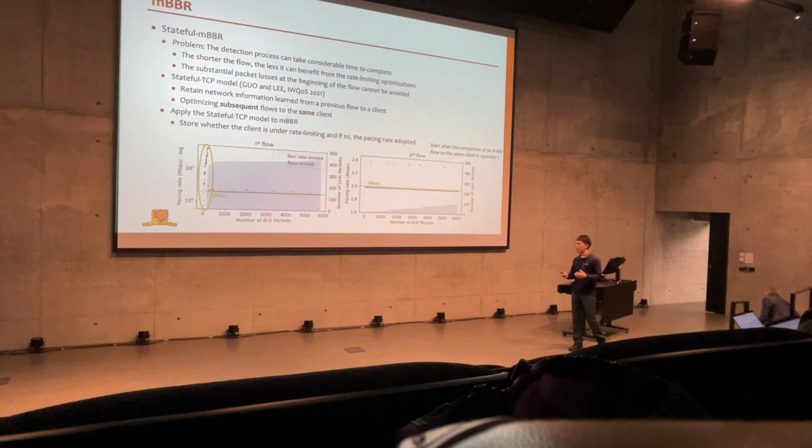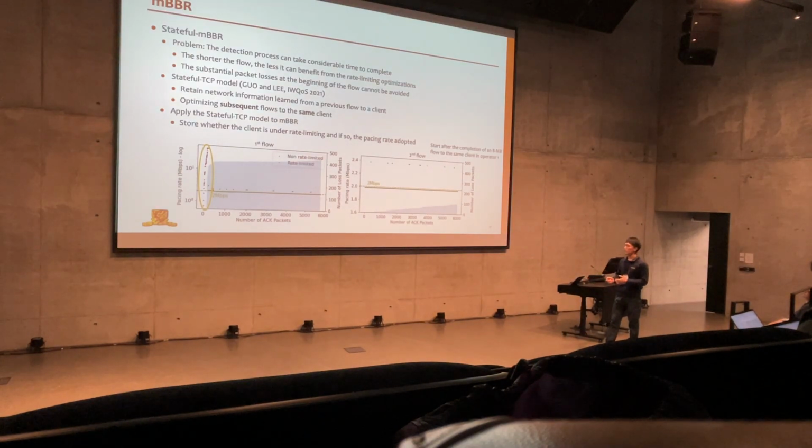So it will avoid the initial overshoot problem. Let's see: this is the first flow, and this is the second flow. We can find that at the beginning of the second flow, it directly enters into the rate limiting operations. It starts the pacing rate according to the previous flow, so it doesn't have the initial overshoot problem. So this is a stateful mechanism.